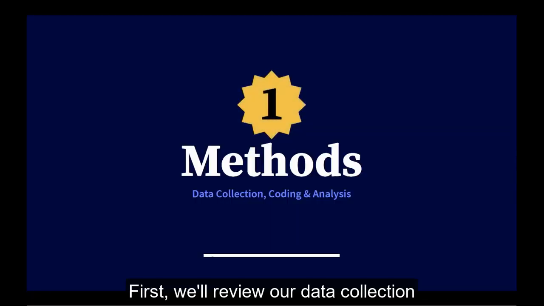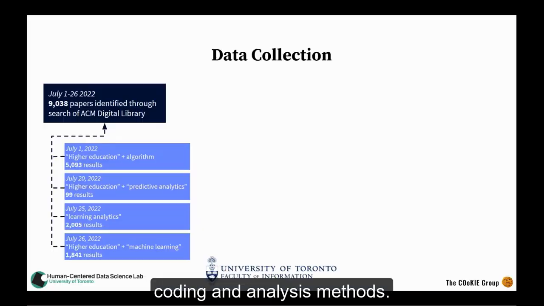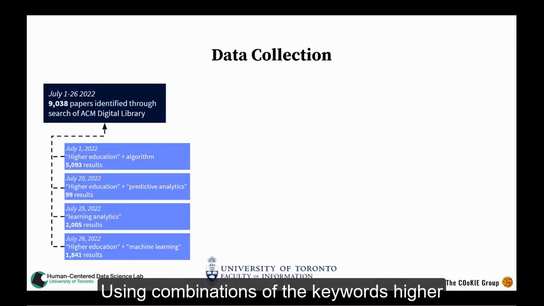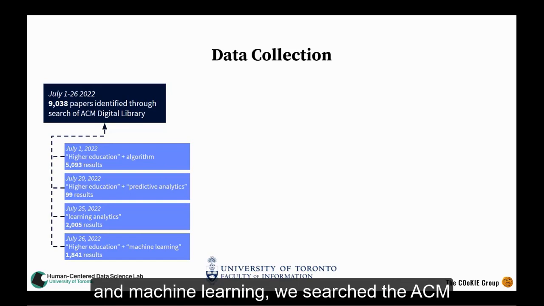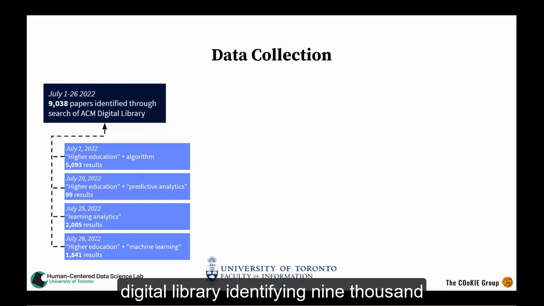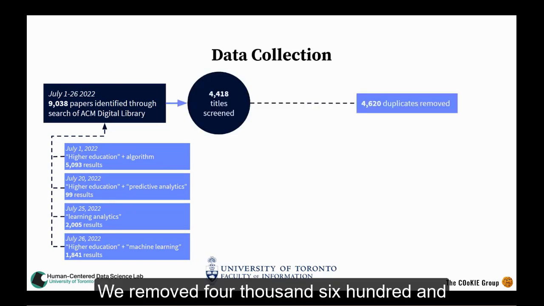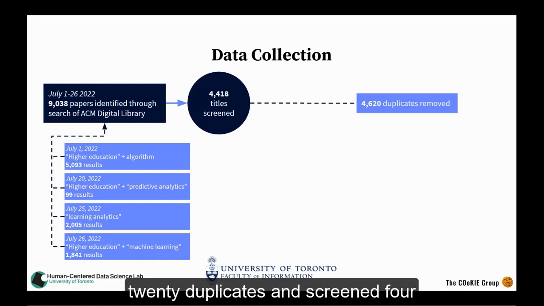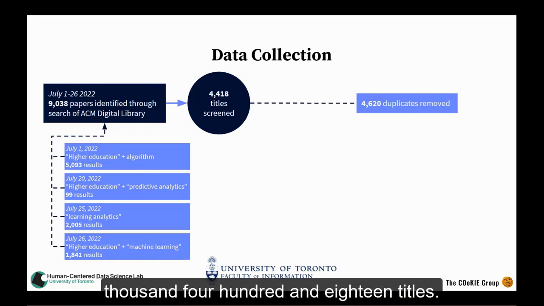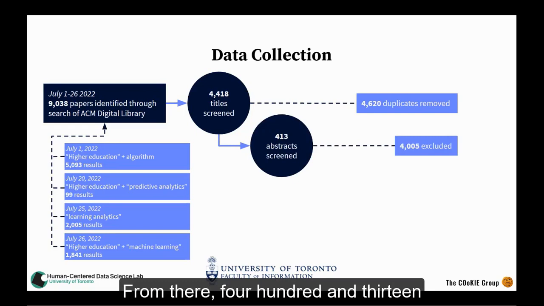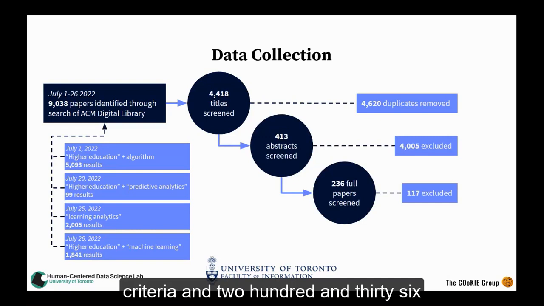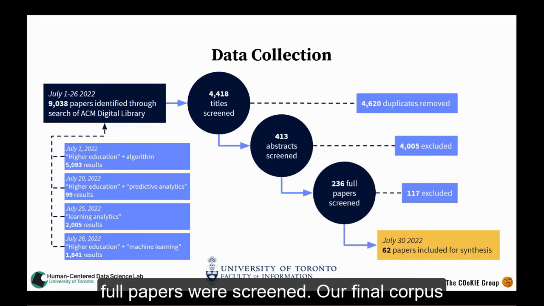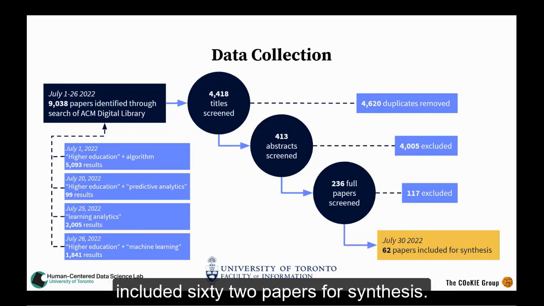First, we'll review our data collection, coding, and analysis methods. Using combinations of the keywords higher education, algorithm, predictive analytics, and machine learning, we searched the ACM digital library, identifying 9,038 papers. We removed 4,620 duplicates and screened 4,418 titles. From there, 413 abstracts were screened using our inclusion criteria, and 236 full papers were screened. Our final corpus included 62 papers for synthesis.